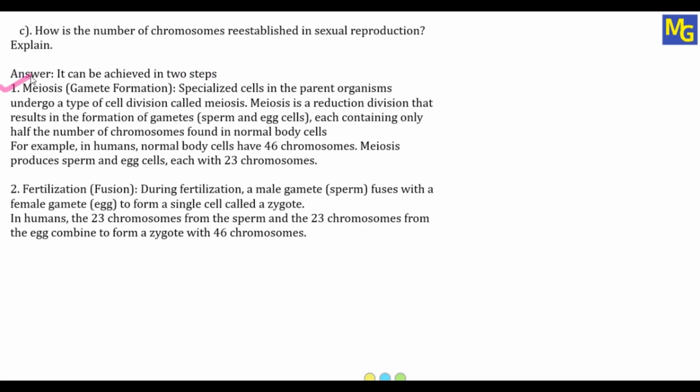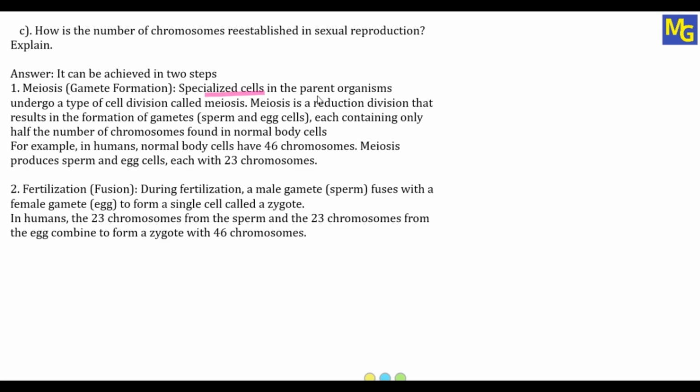So the first step is meiosis, the cell division. There are two types of cell division, that is mitosis and meiosis. So in normal cells, mitosis division takes place, and especially in reproductive cells, meiosis cell division takes place. So here we are studying reproduction, that is sexual reproduction. Therefore, we have to study meiosis. So first we will see what is meiosis. That is nothing but gamete formation.